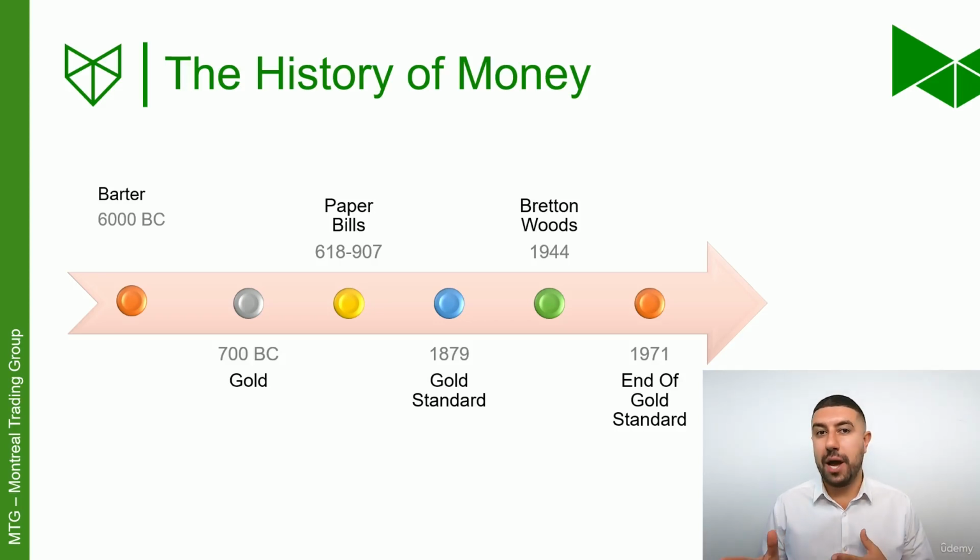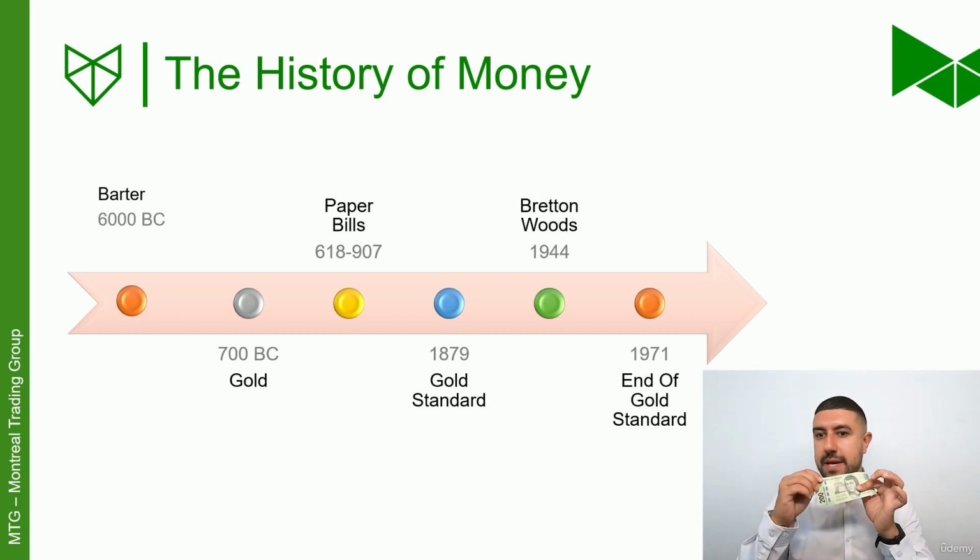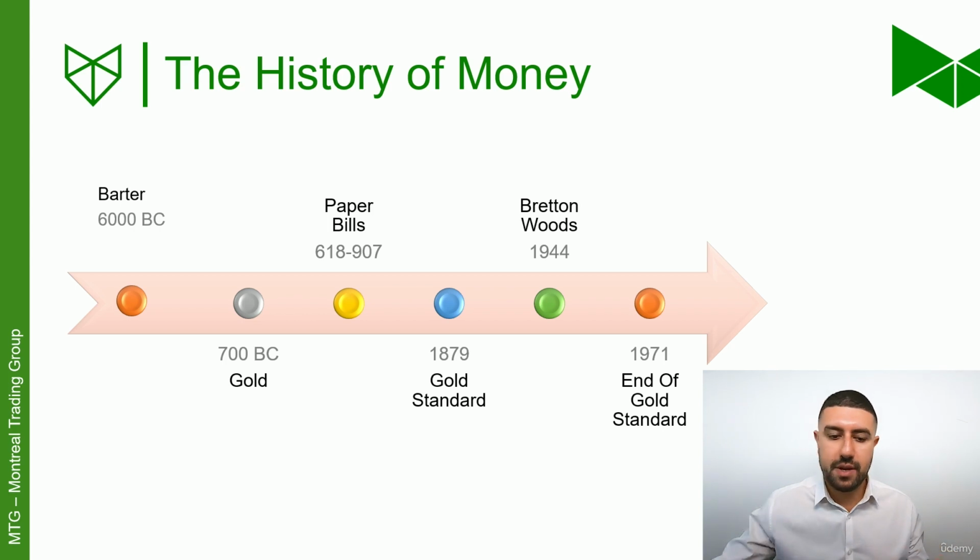So we've used gold for a while, but then we started realizing that there are some problems with using gold, and that there might be something we can add onto it to make it better to use. And this is when paper bills came along, between the year 600 and 900s. Now, it's not this form of paper bills, it's another form of paper bills.